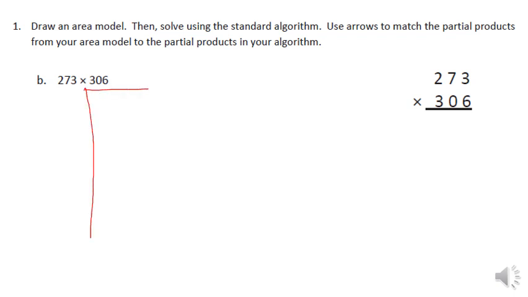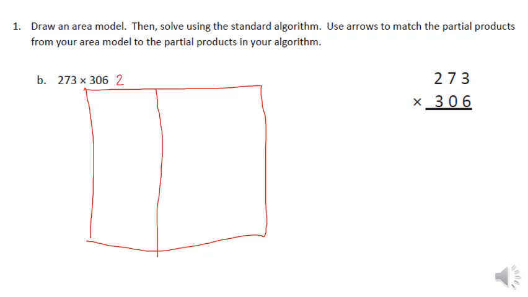Okay, first thing we're going to do is draw ourselves an area model. And we're doing it with renaming. So now we have 273 times 306. So the first one here, I'm going to have 200, 70, and 3. And the second one is a little different because you do not represent 0 on an area model. It is an area model, and there's no way you would represent 0. So we'd have 300 and 6.